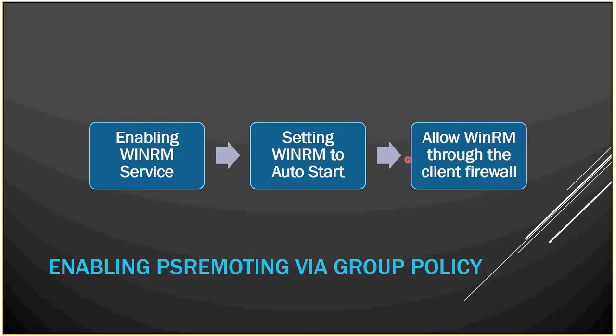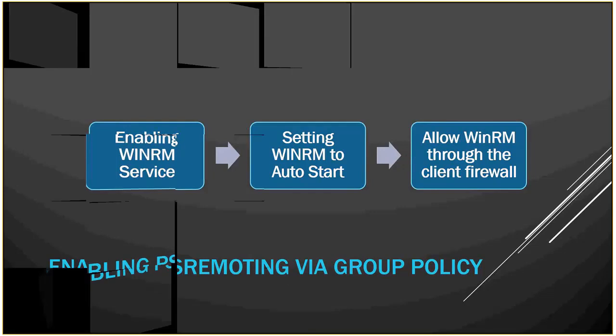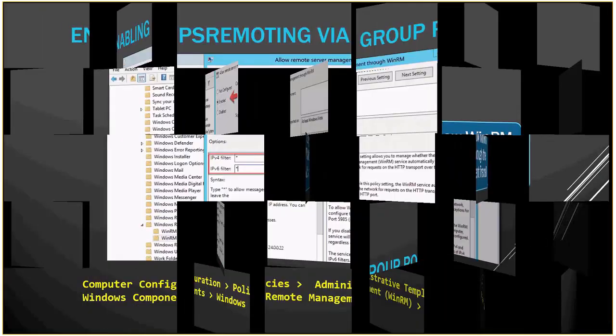When you do it through group policy, you're doing the same things that the commandlet does. It's just broken into 3 individual distinct steps: enabling the service, setting the service to auto start on the next boot, and then poking a hole through your client firewall if you're using a firewall so that the connection can be made. I'm going to walk you through how to do it. It's very simple, and you'll see it's not a very hard concept to understand.